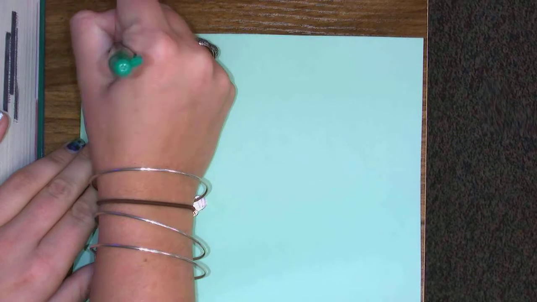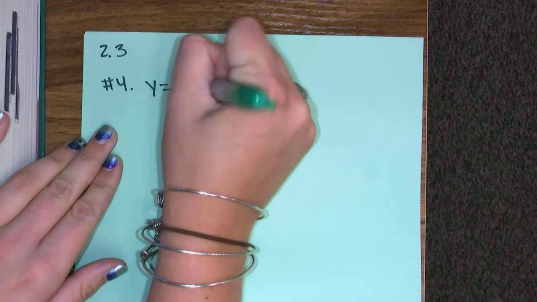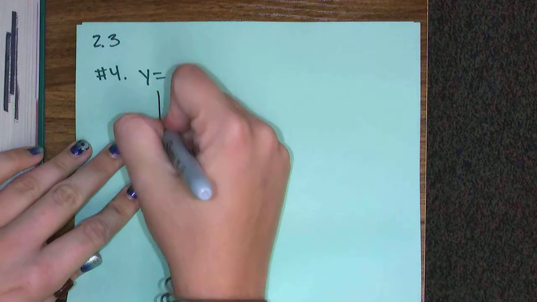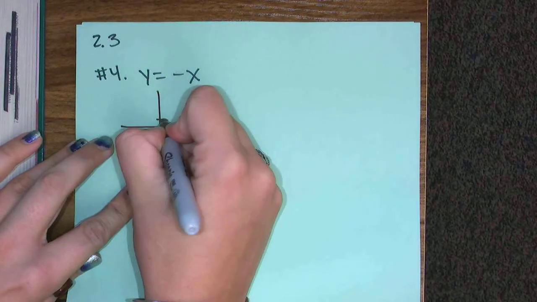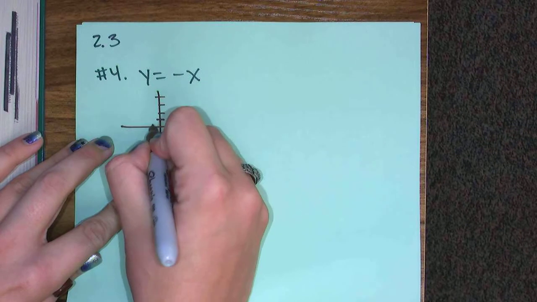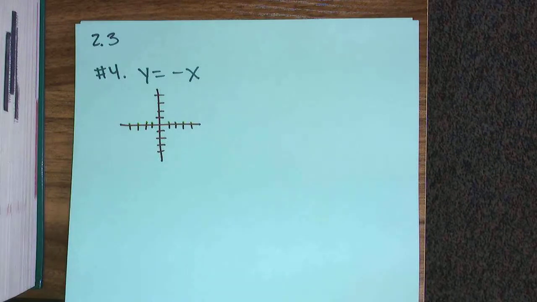But starting with, let's see, what is this, 2.3. Number 4, y is equal to negative x. See, I know y'all have graphed lines before, so can somebody explain to me what to do to start this graph? Y-intercept is 0. So where does that point go?